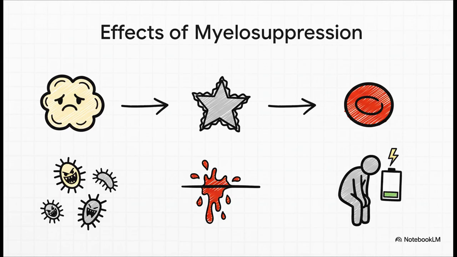You have low white blood cells, which we call neutropenia, and that leads to a massive risk for infection. You have low platelets, or thrombocytopenia, which means a huge risk for serious bleeding. And then you have low red blood cells, which causes anemia and that debilitating fatigue.